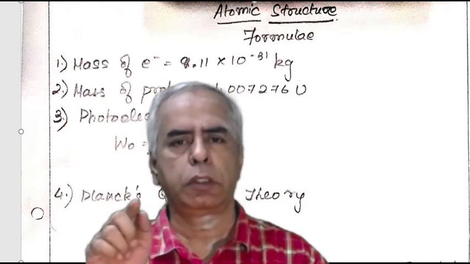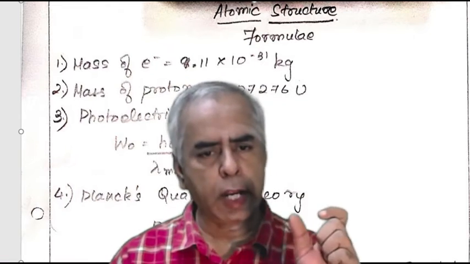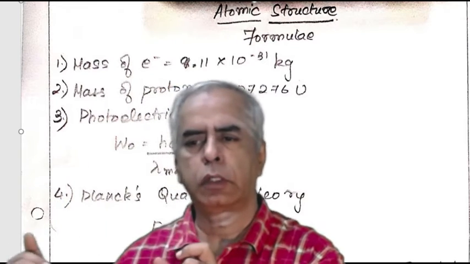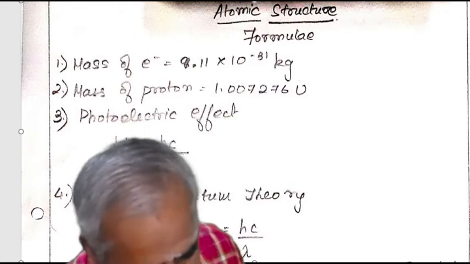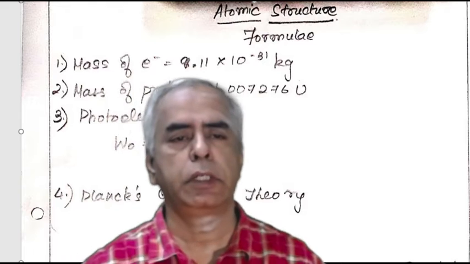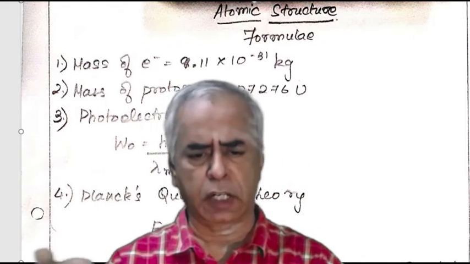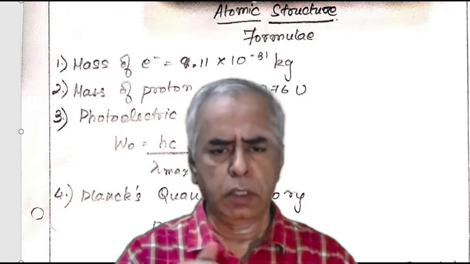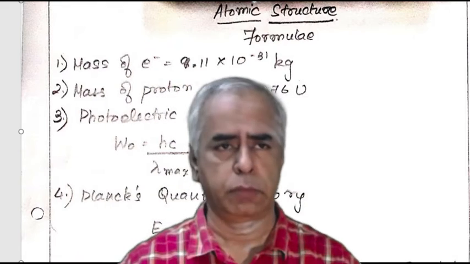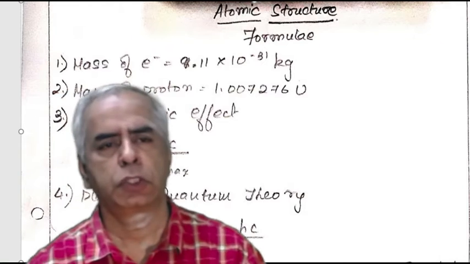So let us give it in this way. 6.022 into 10 power 23 atoms of hydrogen weigh 1 gram. Then one atom of hydrogen should be what? 1 divided by 6.022 into 10 power 23. Is it not? So it roughly gives almost 1.67 into 10 power minus 24 gram. Then we can convert into kilogram. So 1.67 into 10 power minus 27 kilograms. So this is the actual atomic mass unit.